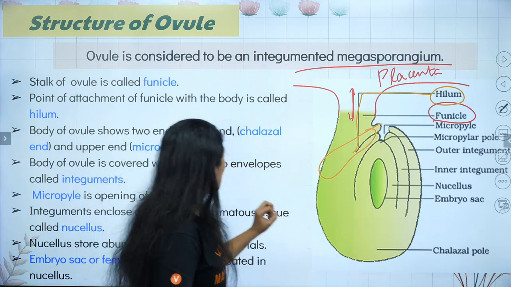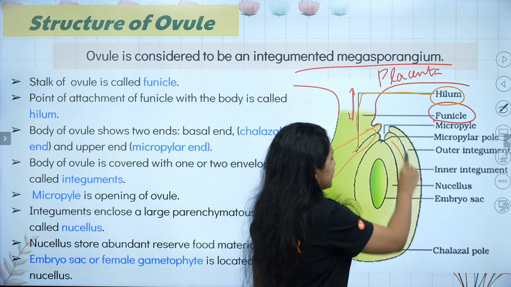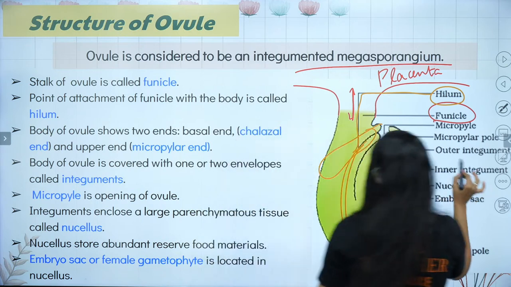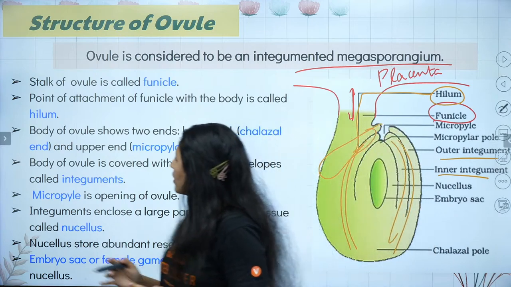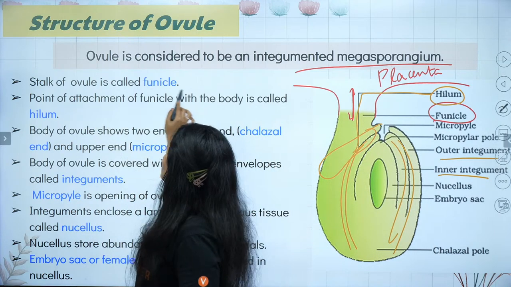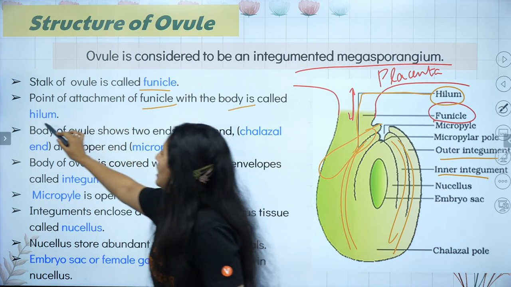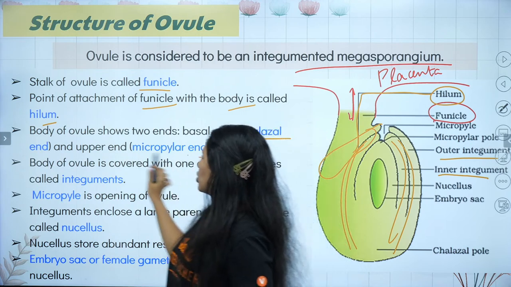Inside the ovule we have these extra coverings, which are called integuments. We have outer and inner integuments just for protecting the structure. So you see here, the stalk of the ovule is the funicle, and the point of attachment of the funicle to the body is called the hilum. The body of the ovule shows two ends, the chalazal and micropylar ends.